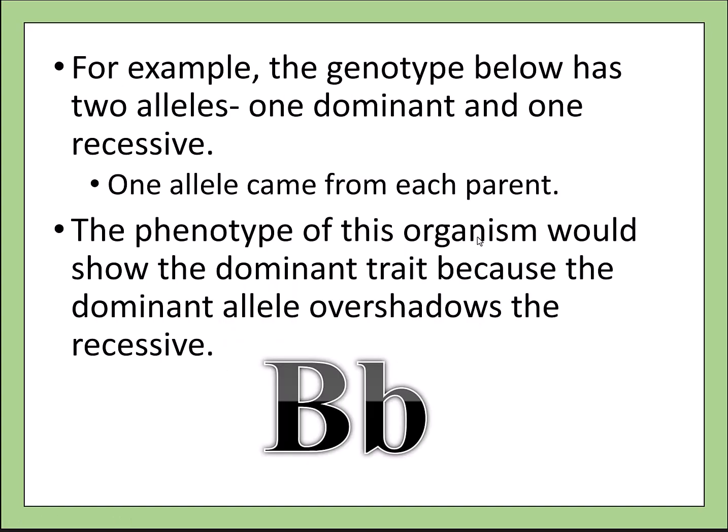So for example, the genotype below has 2 alleles, one dominant and one recessive. One allele came from each parent. So one parent donated a dominant allele and one parent donated a recessive allele. And the phenotype of this organism, so this is the genotype here, capital B, little b. The phenotype of this organism would show the dominant trait because the dominant allele overshadows the recessive. That's why we write it as a capital letter.